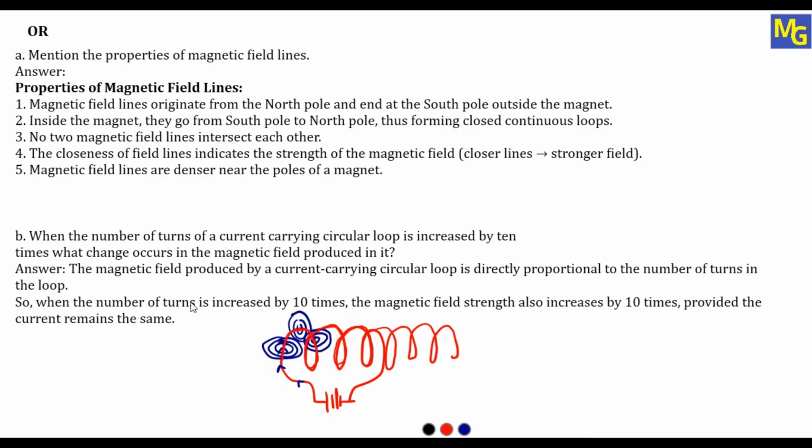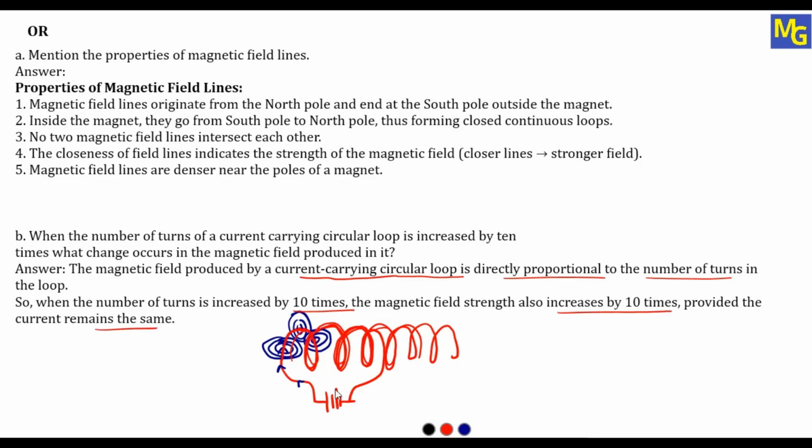So therefore, the answer is: the magnetic field produced by a current carrying circular loop is directly proportional to the number of turns. See, the same thing I told. Magnetic field and the number of turns are directly proportional. If you increase the number of turns, the magnetic field strength will also increase. And therefore, when the number of turns is increased by 10 times, the magnetic field strength also increases by 10 times, provided the current remains the same.